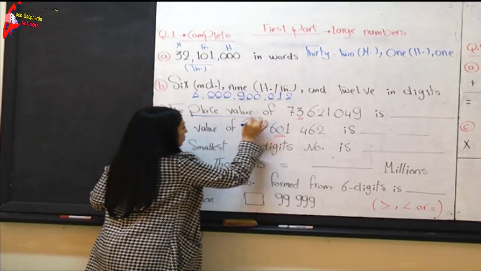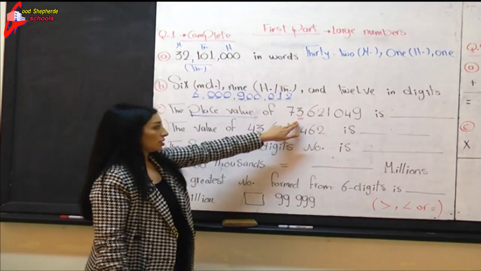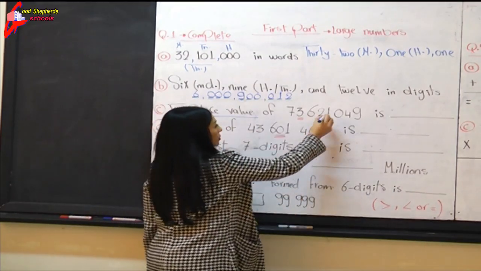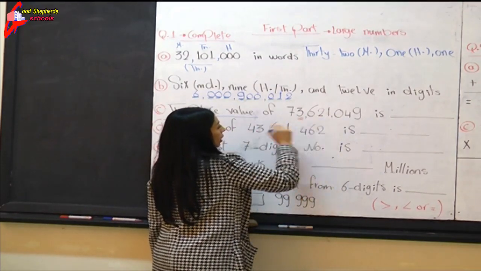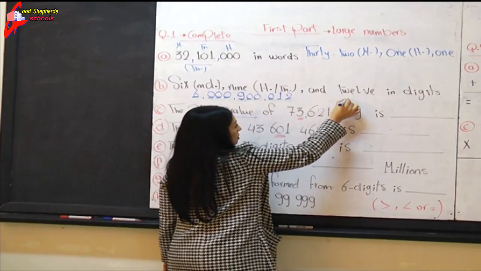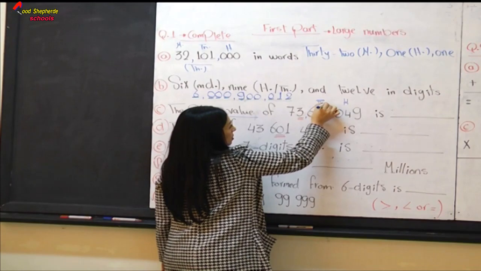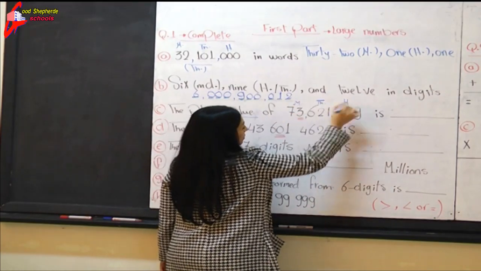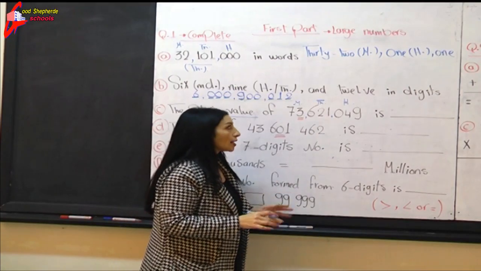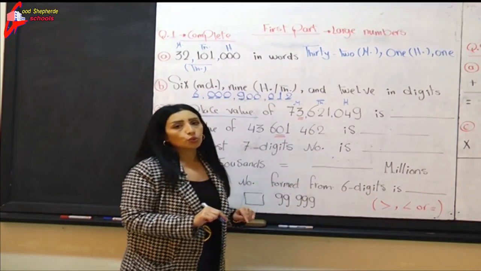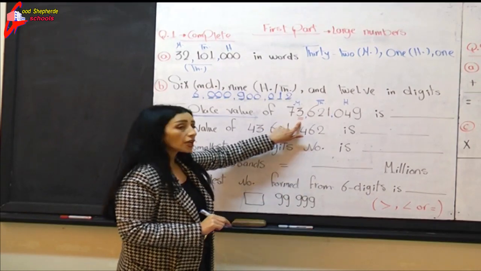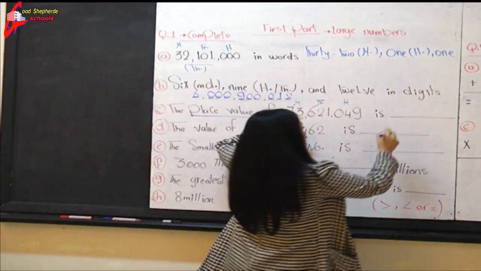Here he asked about the place value of digit 3. To write the place value of any number, you must first arrange your number: comma, comma, hundreds, thousands, millions. Here we are in which room exactly? At millions. We are in the millions room. 3 lives in millions.